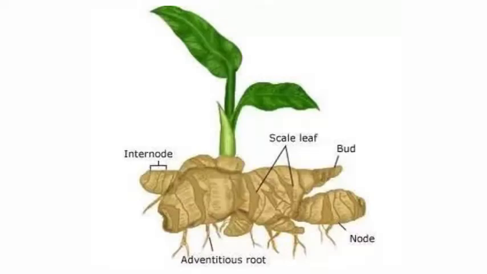Let's see the diagrammatic representation of rhizome. See, it is ginger. Adventitious roots are present on the lower surface. It is differentiated into nodes and internodes. It contains scale leaves. It contains vegetative buds, which help in vegetative propagation or vegetative reproduction. The foliage leaves, which are green in color, are present above ground for photosynthesis.